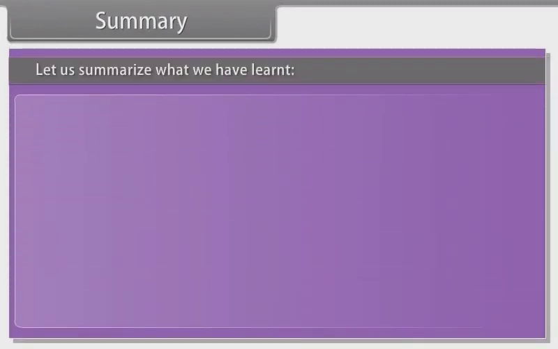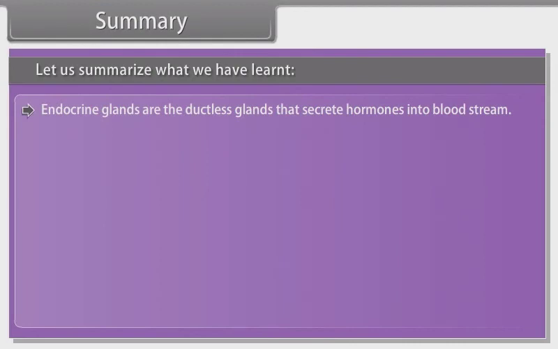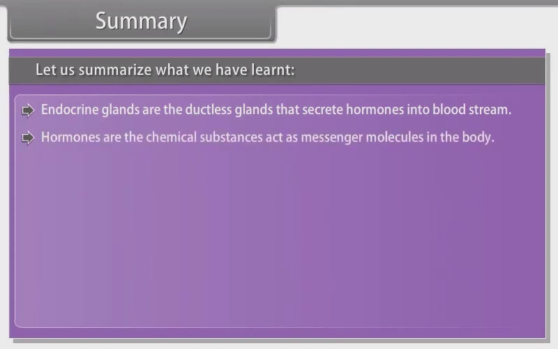Summary. Let us summarize what we have learnt. Endocrine glands are the ductless glands that secrete hormones into the bloodstream. Hormones are the chemical substances that act as messenger molecules in the body.